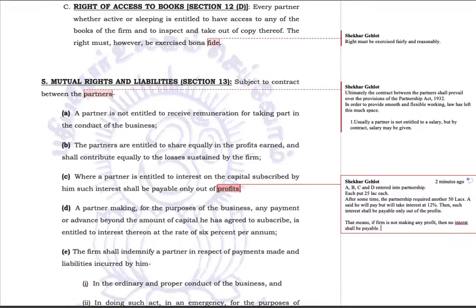That means if the firm is not making any profit, the firm is running into losses, then no interest shall be payable to this partner for his capital contribution. Okay, excess capital contribution. But it can be changed by a contract. It depends upon the contract.